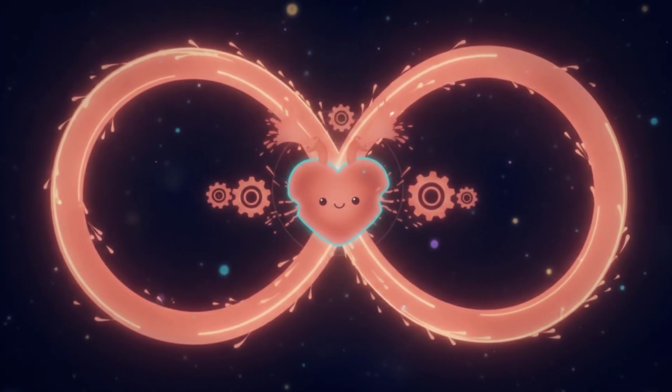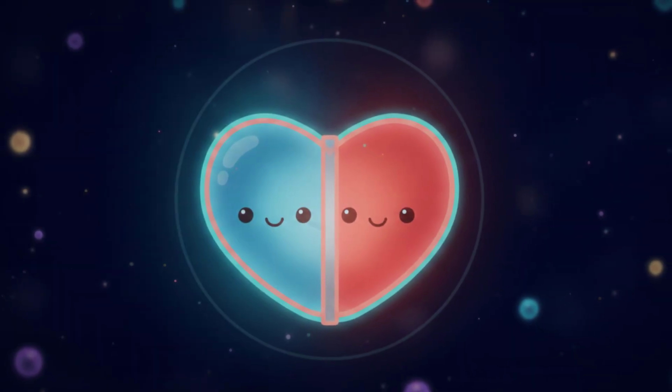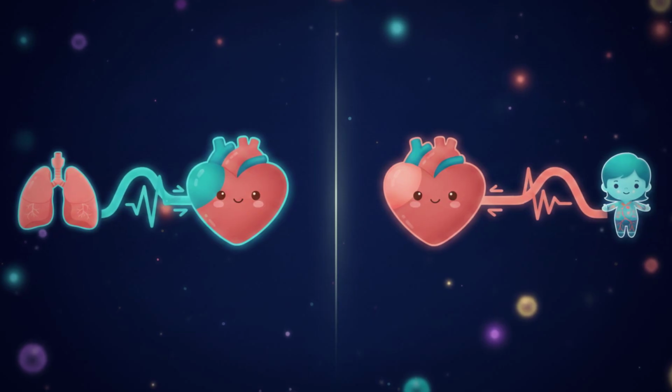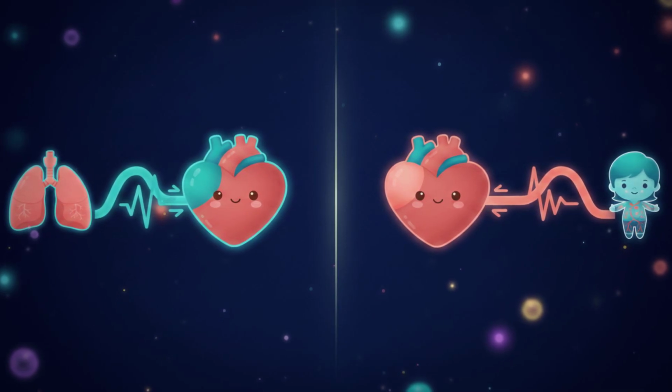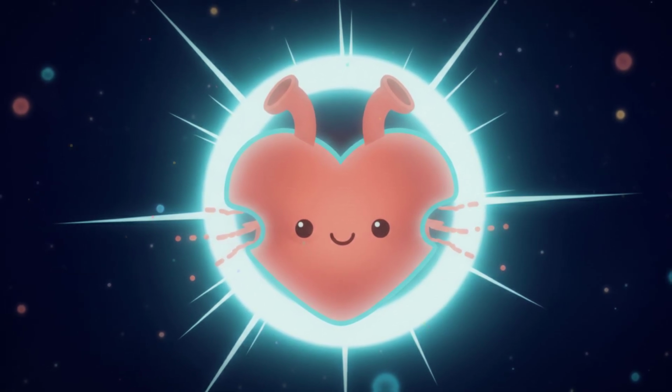Two loops joined at the heart, running non-stop. Now you see why the heart is two pumps in one. The right pump drives the short lung loop. The left pump drives the long body loop. Both squeeze at the same time, every beat, keeping both circles flowing together.